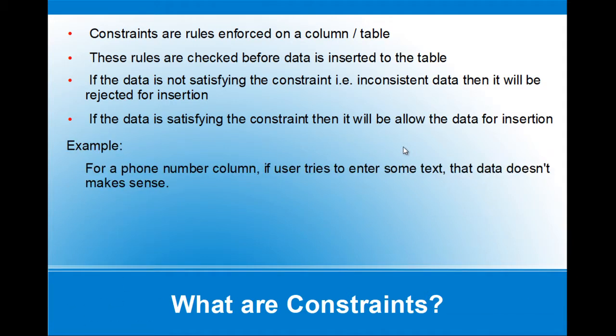For example, if we have a column that is phone number, we expect a numerical value in that phone number column. Suppose the user is trying to enter text. We will define a constraint on that particular column, and that will prompt the user that you should enter a number in this particular column. That's why we use constraints: they help ensure the right data gets inserted into a table.